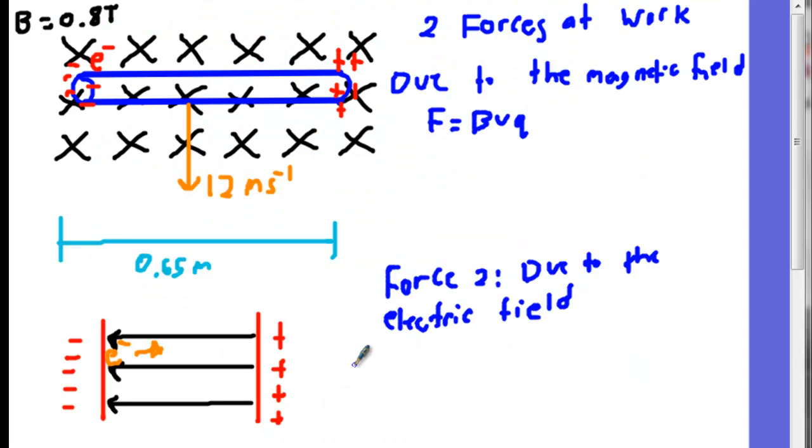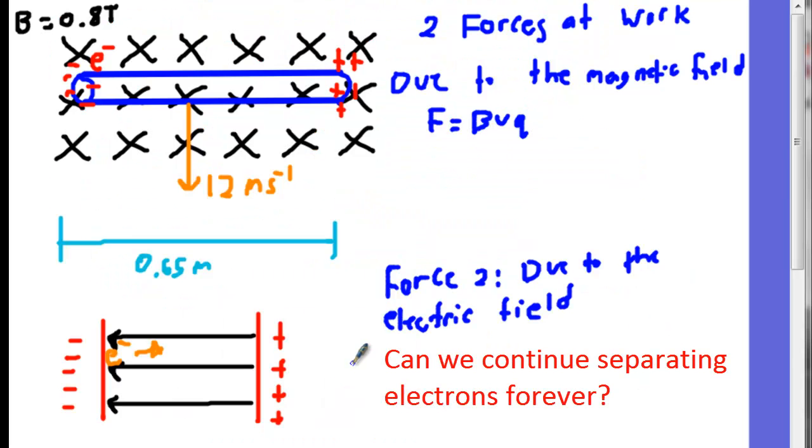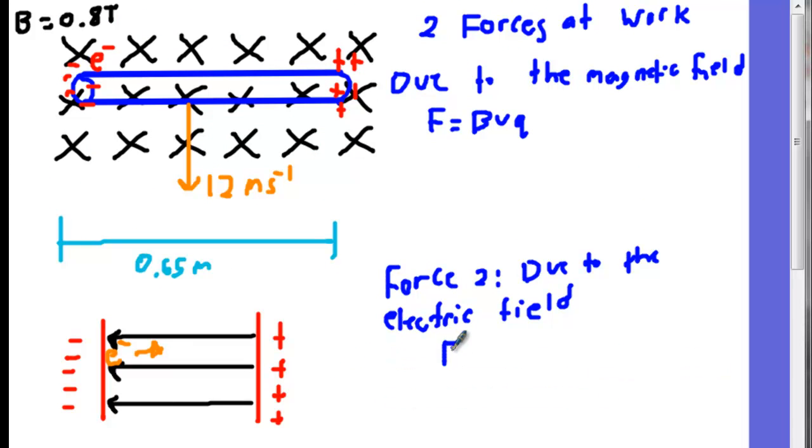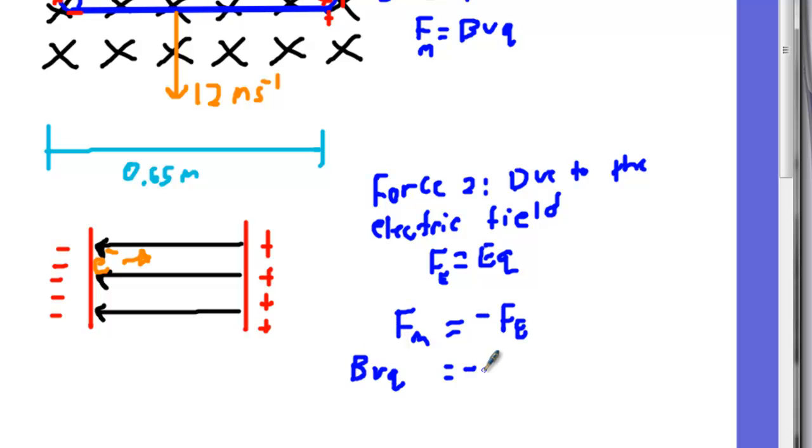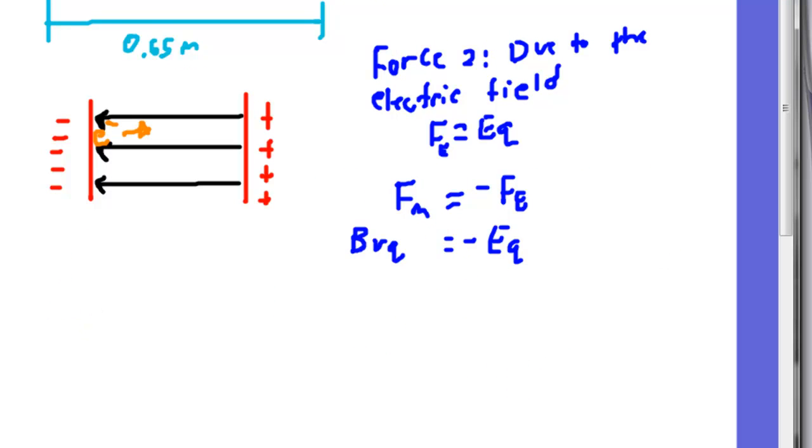For E8, for the top excellence, you need to explain the answer to our question. Can we keep separating these charges forever? Well, I've already said that F equals EQ is the force to the right, and this is the force to the left. And we'll be able to stop separating charges when these two forces are equal and opposite, i.e., when F magnetic is equal and opposite to F electric, when BVQ is equal and opposite to EQ. Now we notice in this equation that something is similar in both. We can cancel out the charges.